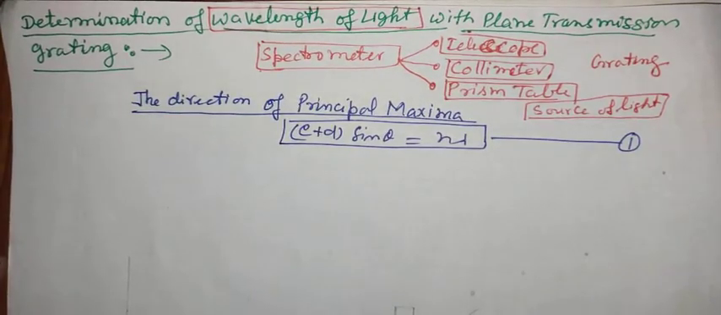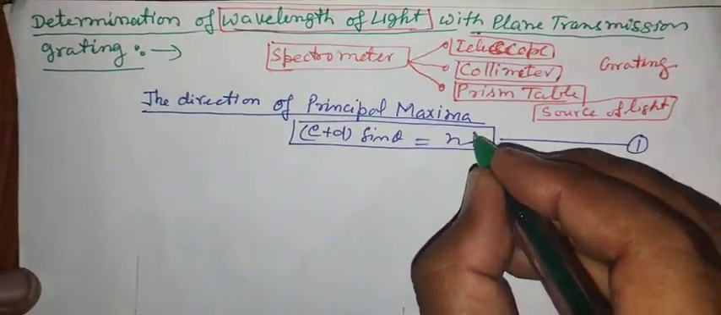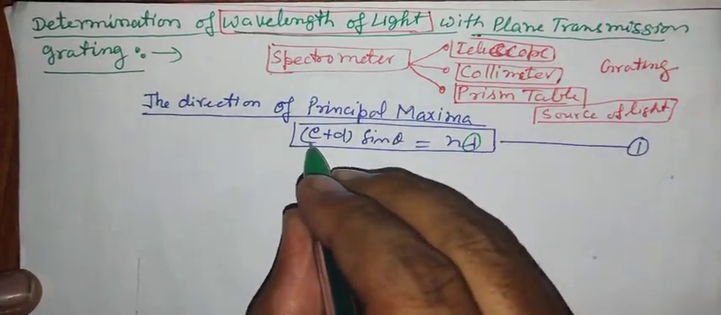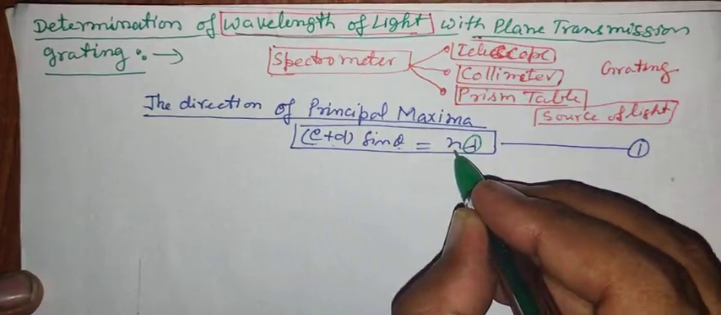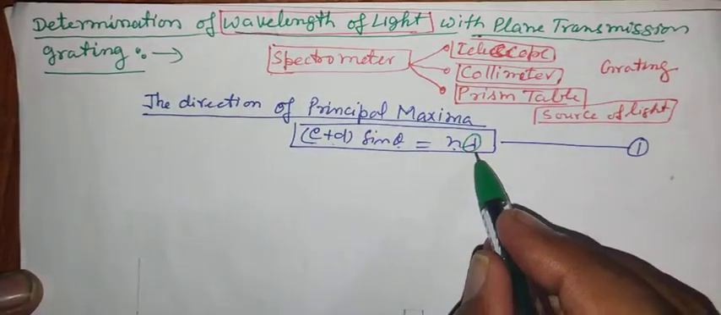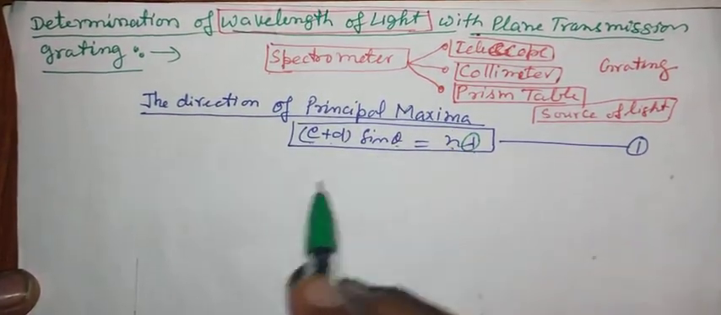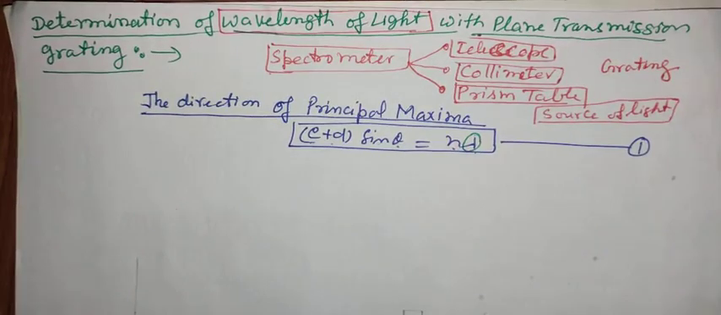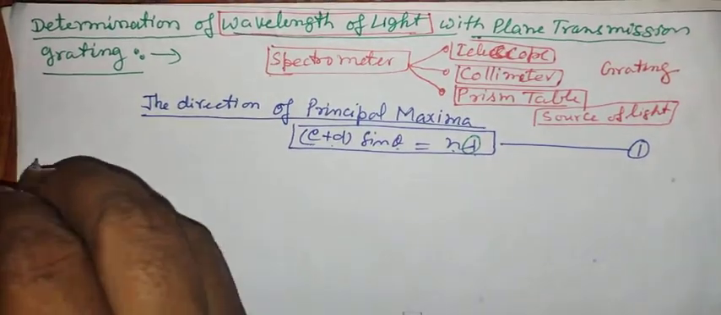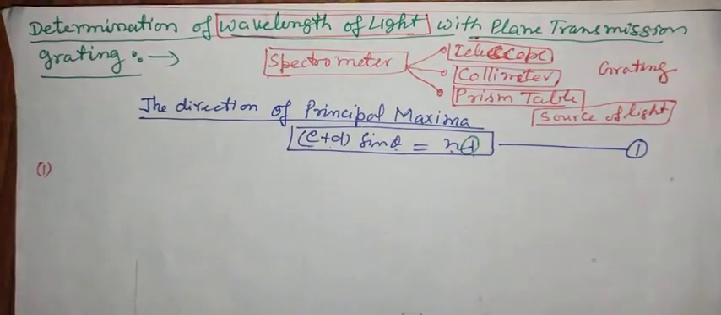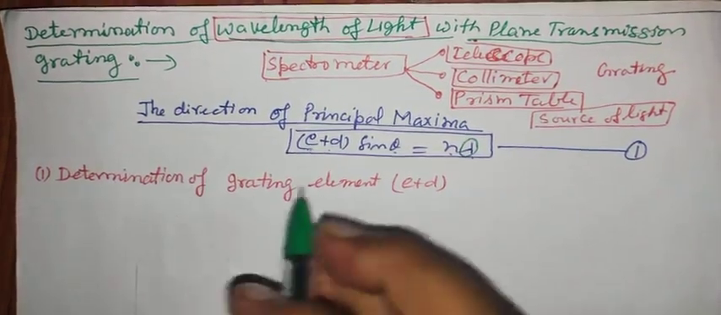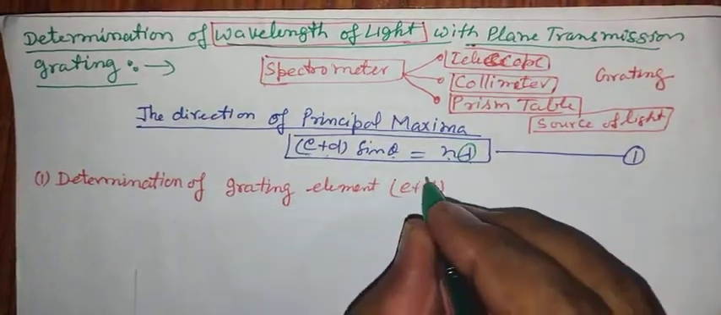Now see, the wavelength lambda is here. The other terms are e plus d, the angle of diffraction theta, and the order n. So to calculate lambda, three terms are required. The first thing is the determination of the grating element e plus d.